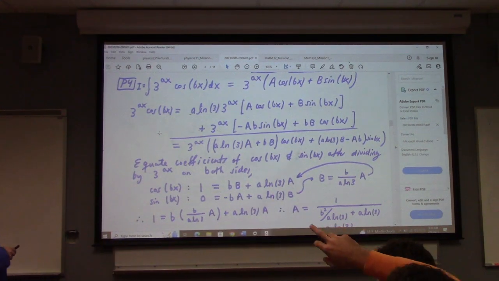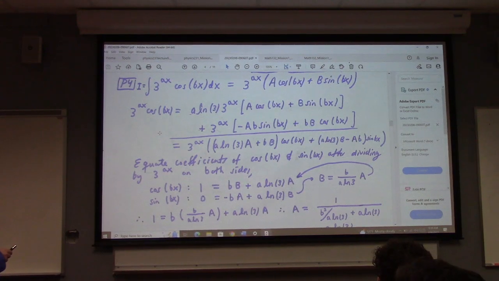Why did you split it up from 3 to the ax cosine bx to the 3 to the ax? Oh, this is from the left-hand side. I'm differentiating. Why did I write this? Yeah, that's my educated guess. And why would you take the derivative of that? Because I want the derivative of my answer to be equal to the integrand. That's the whole thing. What integration is, find a function whose derivative gives you back the integrand. So I know the format of the answer, so I can just fit the A and the B.